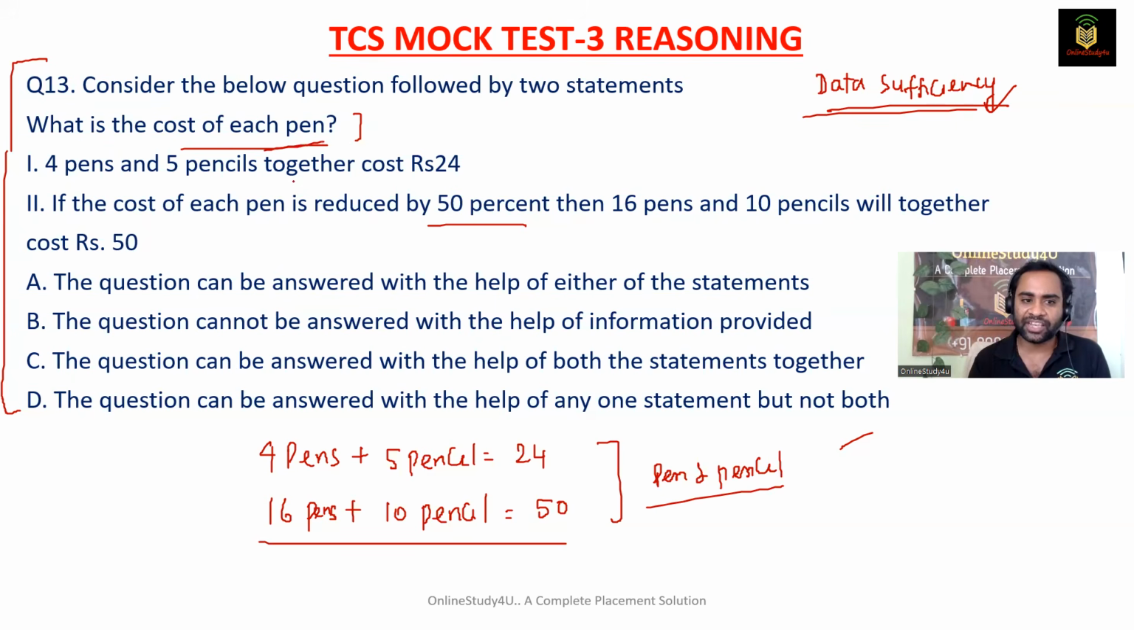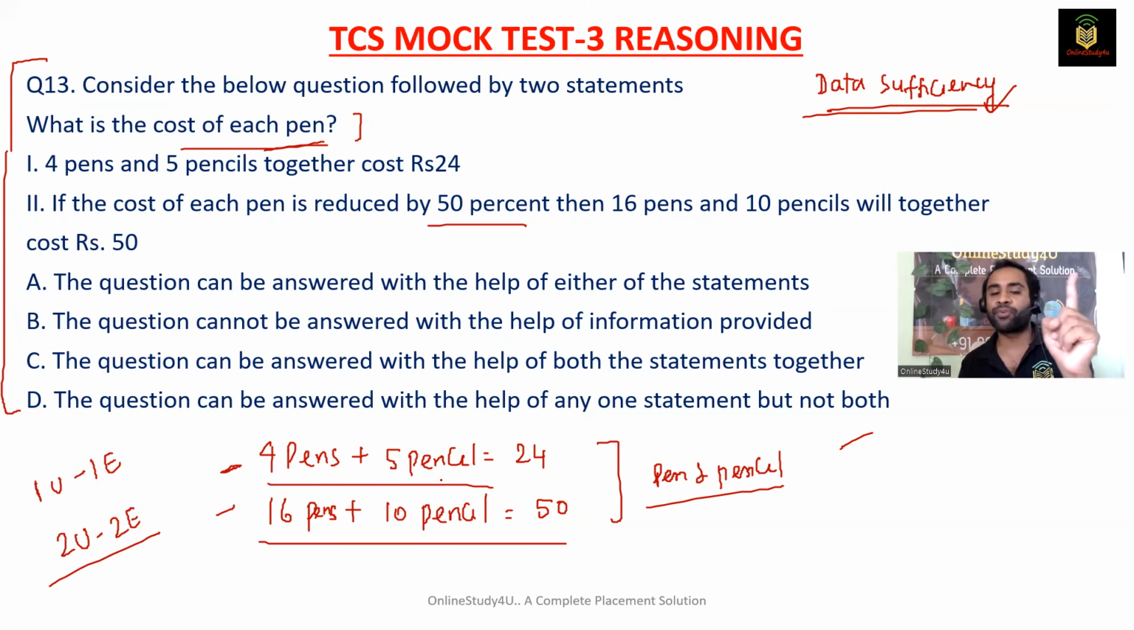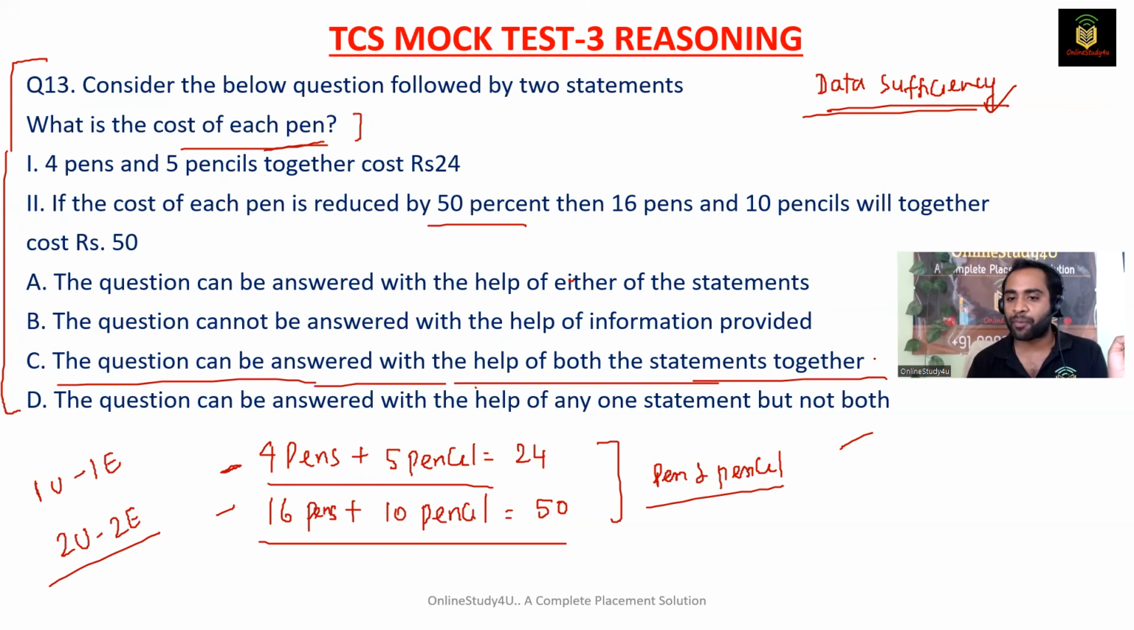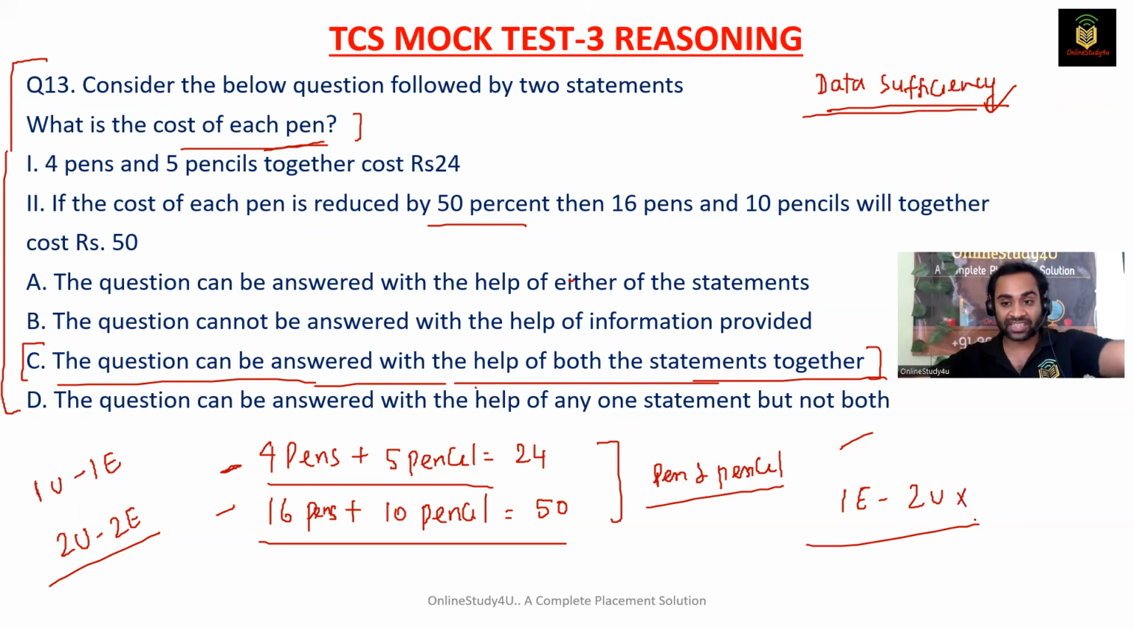So what is the cost of each pen? From one equation you cannot solve. Always remember, if you have one unknown, then you need one equation. If you have two unknowns, then you need two equations to solve it. Here in one equation you have two unknowns, so you cannot solve. So it is very clear that statement 1 alone and statement 2 alone cannot solve it. The question can be answered with the help of both the statements together, because with one equation and two unknowns you will never be able to solve. Mathematics will become wrong if you are able to solve.